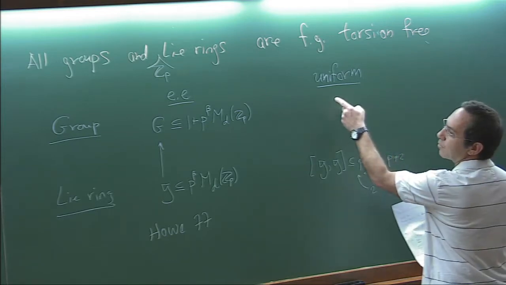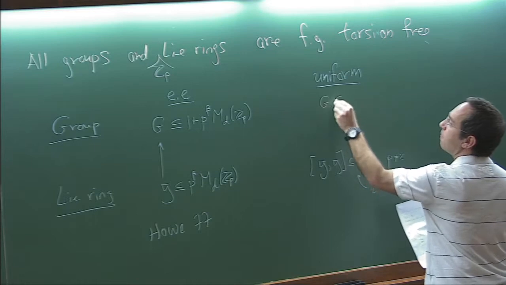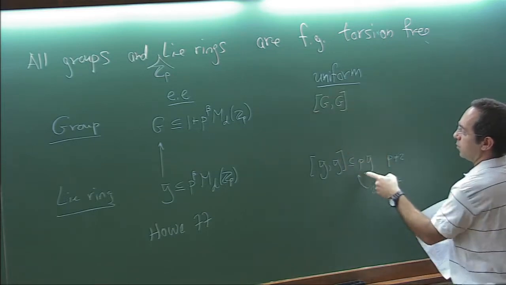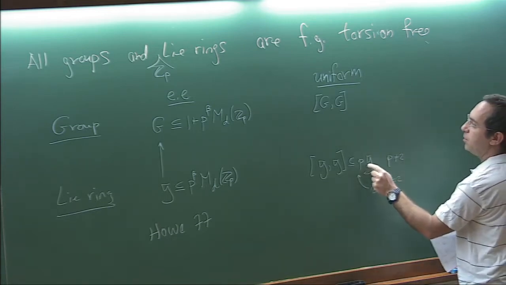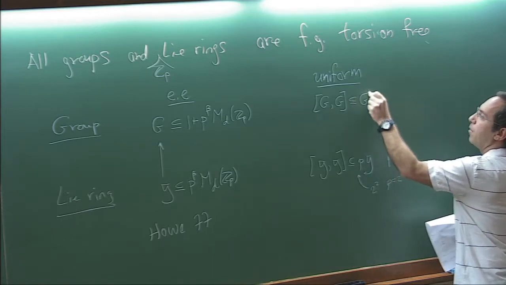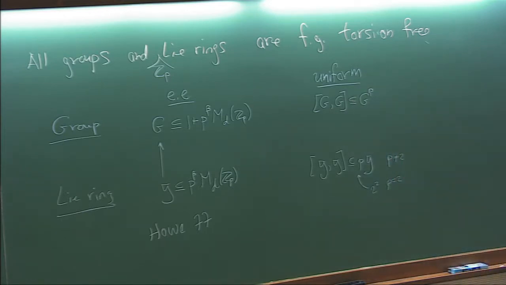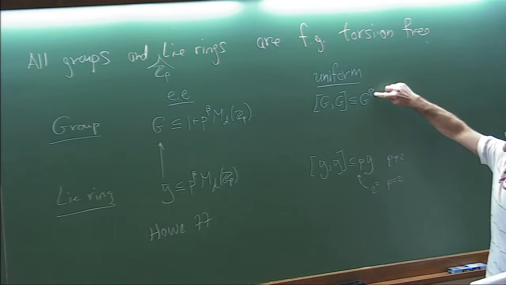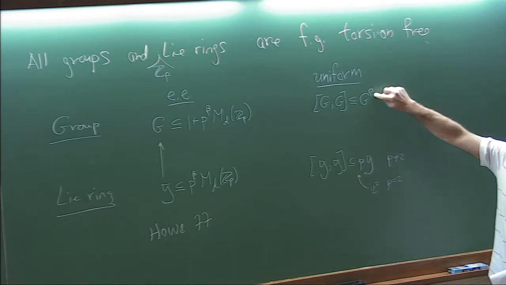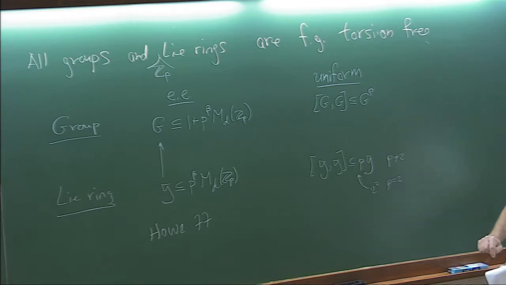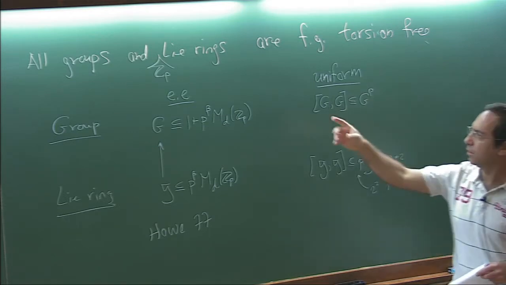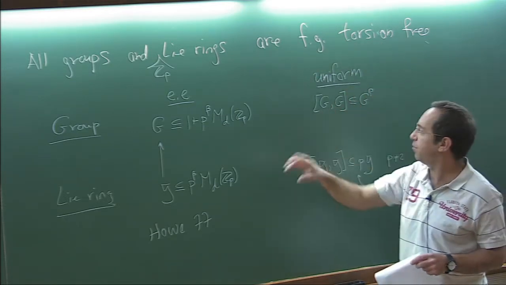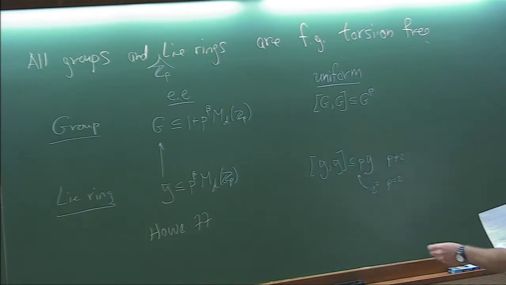And the analogous definition for the group is the commutator. So I need a multiplicative version of this, pG, and this is just G to the p. These two conditions, and again, for p equals 2, I need to put here 4, these two conditions are called powerful. A group G with these conditions is called powerful. This is a term that was introduced by Lubotzky and Mann.